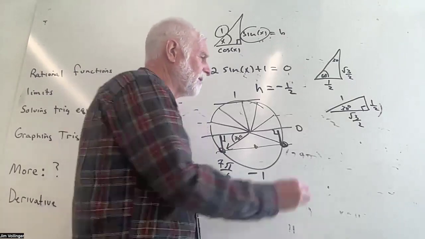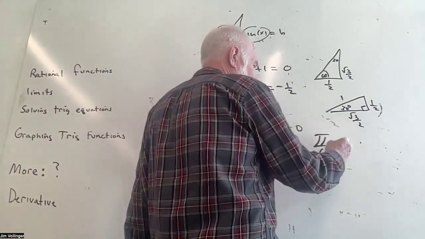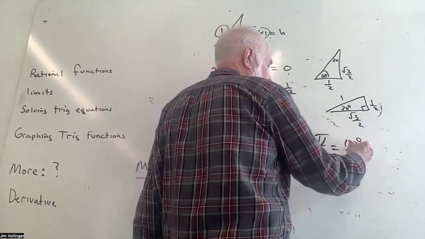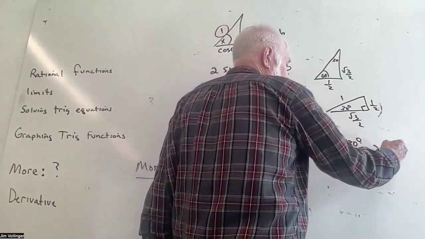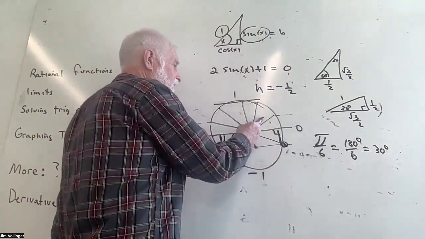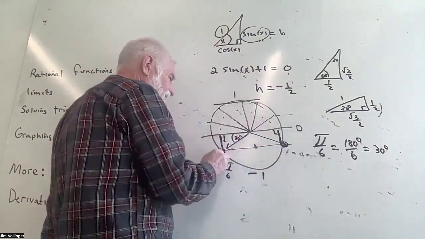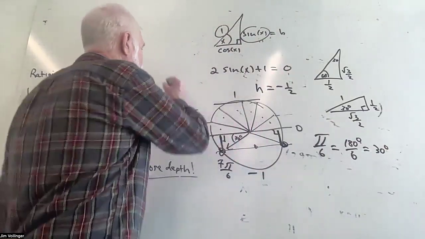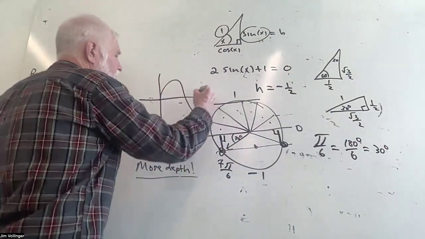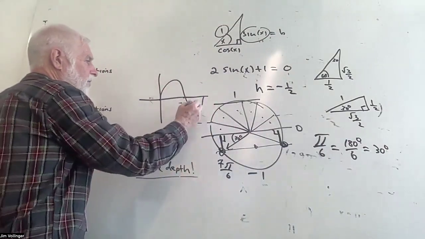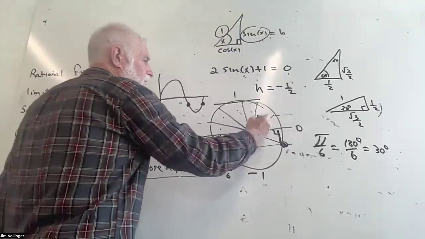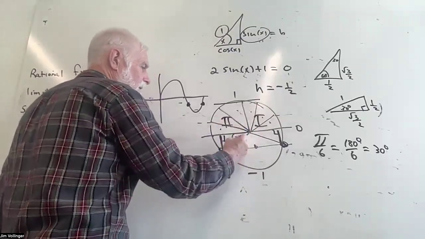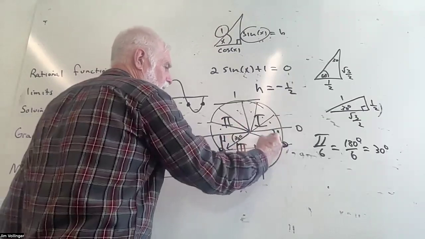All right, and what's pi divided by 6? Pi divided by 6 in degrees is 180 divided by 6, which is 30-degree chunks. And there's 1, 2, 3, 4, 5, 6, 7. And I hope that you can match that up with 1 period of the sine function. And you're in the 3rd and 4th quadrant. Here's your 1st quadrant, here's your 2nd, here's your 3rd, and here's your 4th.